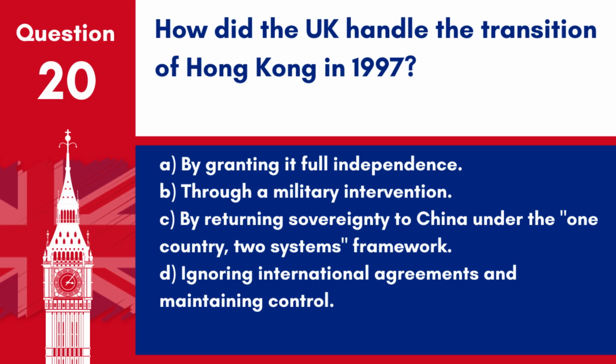Question 20. How did the UK handle the transition of Hong Kong in 1997? A. By granting it full independence. B. Through a military intervention. C. By returning sovereignty to China under the one country, two systems framework. D. Ignoring international agreements and maintaining control.